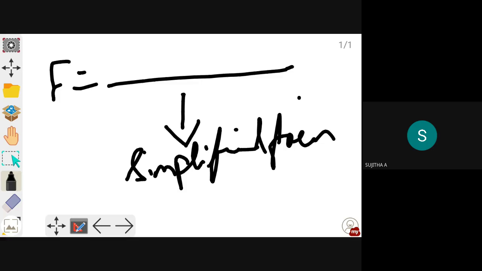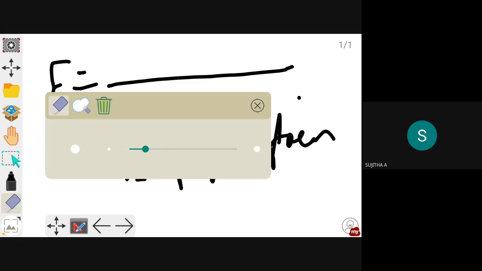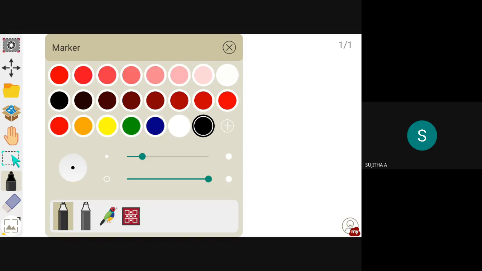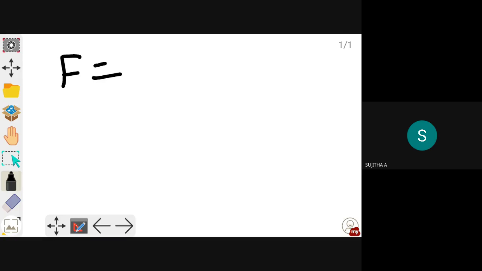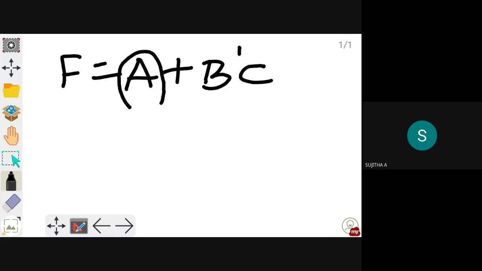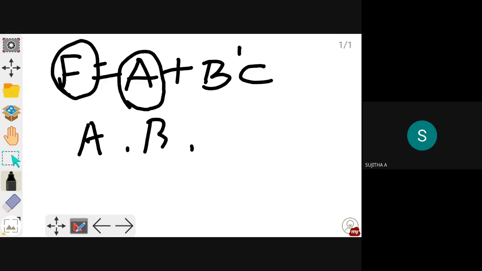So canonical form means it may be a sum of minterms or a product of maxterms. So for example, take f is equal to a plus b dash into c. Actually this expression is in simplified form. In the first term you have only one variable, but this function consists of three variables, that is a, b and c.